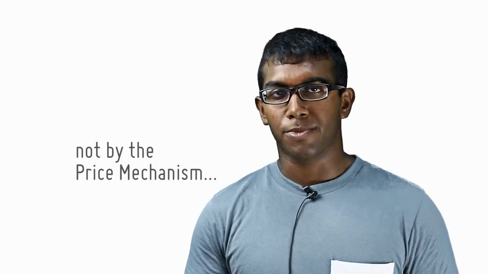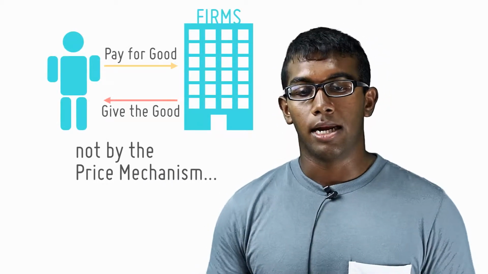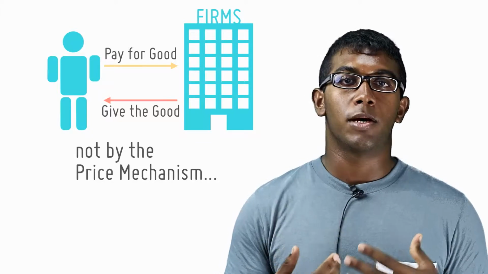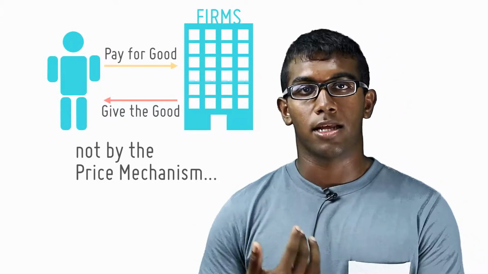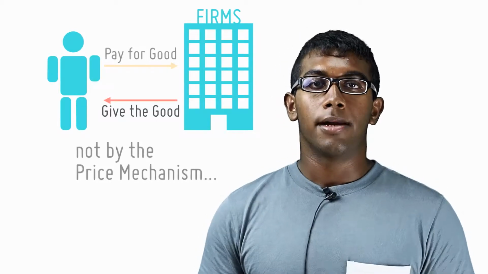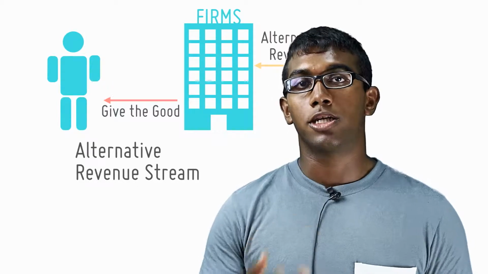Alternatively, the goods may be produced not through the price mechanism, right? The price mechanism basically states that I, as a consumer, would pay for the good and I will receive the good back in return, right? It's basically an exchange. But the producer may earn the income or may cover the cost through alternative revenue streams.